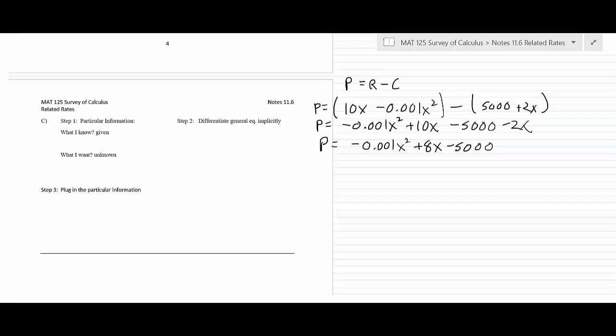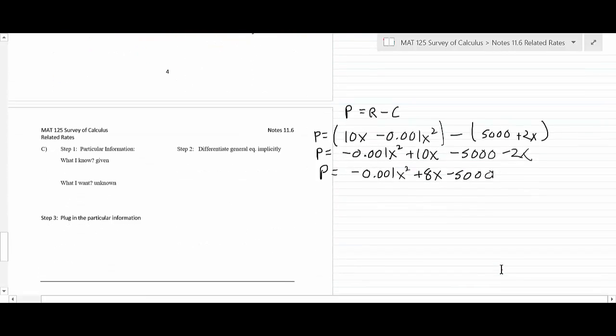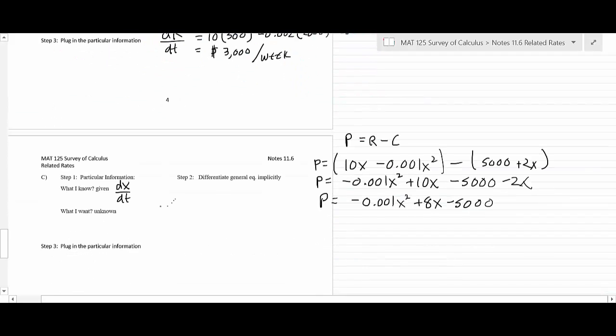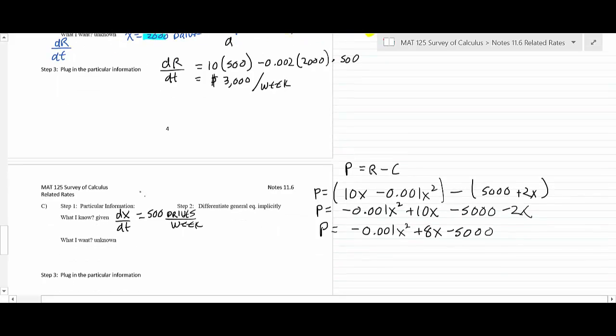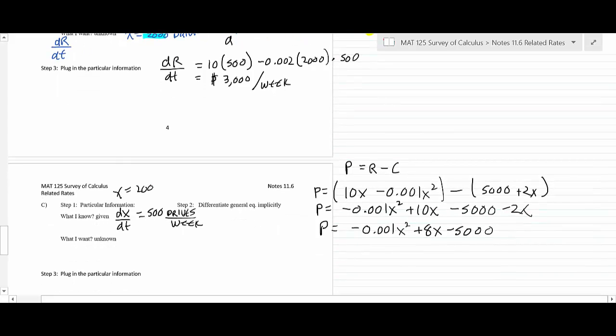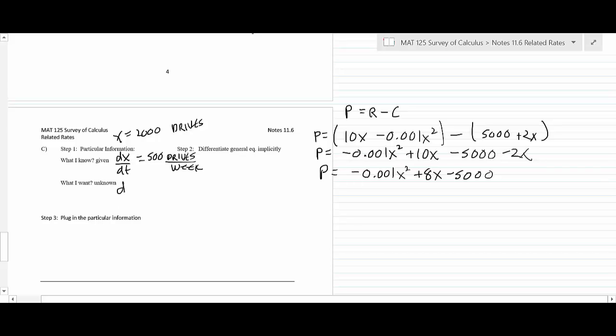Now the minus distributed through there changed those signs. Okay, now we still know the same stuff. We know that dx over dt hasn't changed. That's still, what was it, 500 drives per week. And we also know that the production level was 2,000 drives, so x is 2,000 drives. What are we trying to find on this problem? In Leibniz notation, dP over dt. So we're trying to find the rate the profit is changing over time.